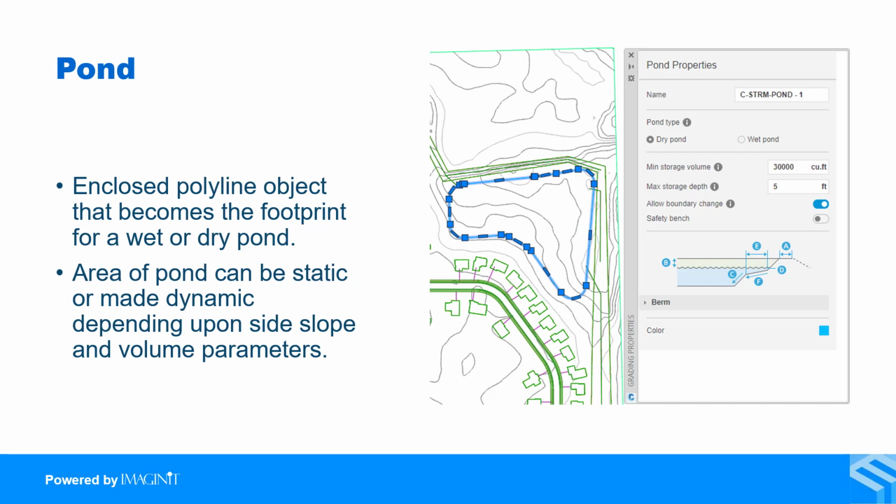Ponds are just what they sound like. I can create a dry or a wet pond based on a closed polyline or feature line that represents the footprint of my pond that I'm shooting for. When I place in the minimum storage and maximum depth, I can tell it whether I want the boundary to change so that it could either shrink or grow the footprint as necessary.